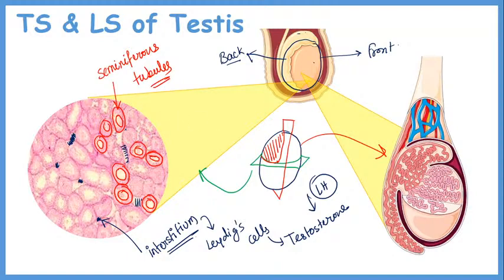Now this is an exact microscopic depiction of the TS of testis. Now that same picture, if you come to an LS, what will you see? You will see over here you have these coiled tubules. See, in the right hand side picture, you have these coiled tubules. These are your seminiferous tubules, right? And the spaces between the seminiferous tubules are known as interstitium, right?